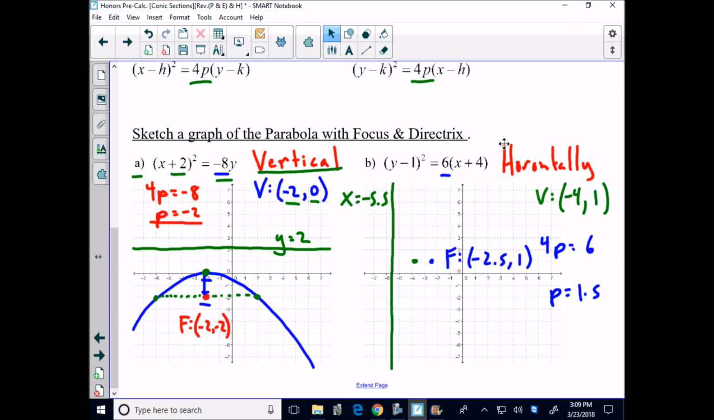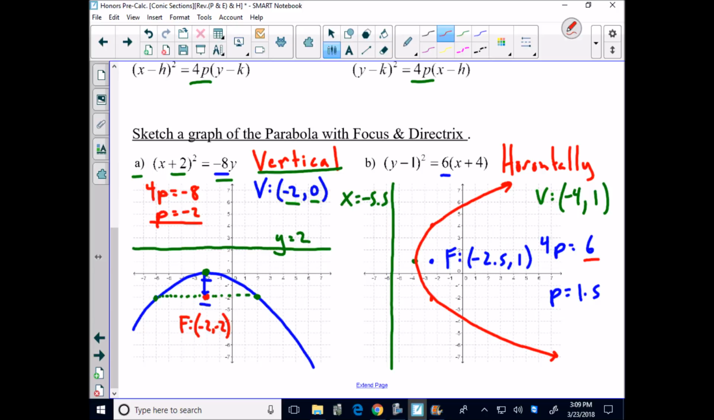And right here we can take that focal width of 6 and get 2 points on our parabola to graph the parabola with the vertex. So right here we would go out 3 in both directions from the focus, and that will give us the focal width of 6 through the focus. And right here we can graph our parabola through those 2 points and the vertex looking something like this.